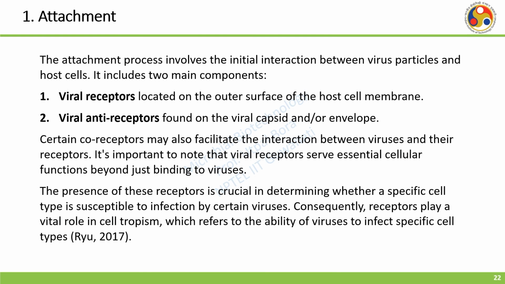It is important to note that viral receptors serve essential cellular functions beyond just binding to viruses. The presence of these receptors is crucial in determining whether a specific cell type is susceptible to infection by certain viruses. If the receptor is absent, the cell will not allow the virus to attach, and therefore it will become immune to it. Consequently, receptors play a vital role in cell tropism, which refers to the ability of viruses to infect specific cell types. So, here is a summary of the viral receptors and tropism for major human viruses.